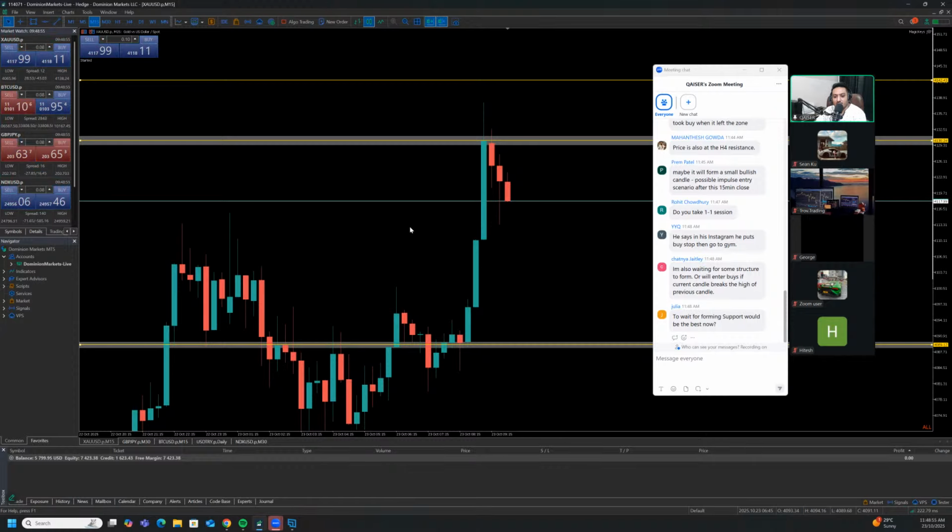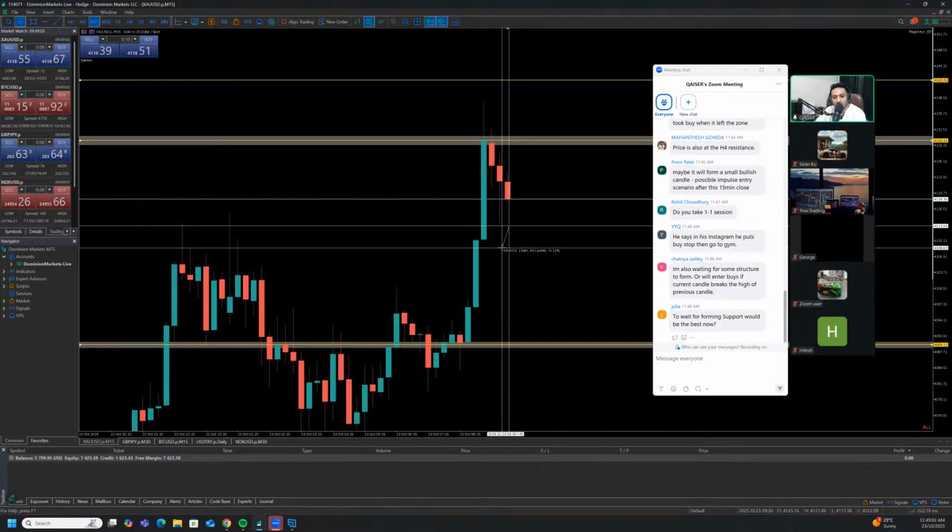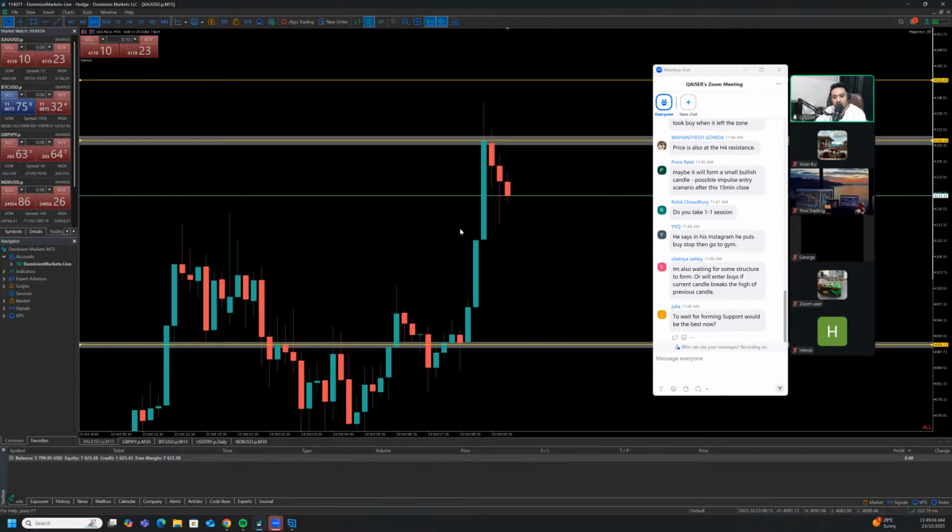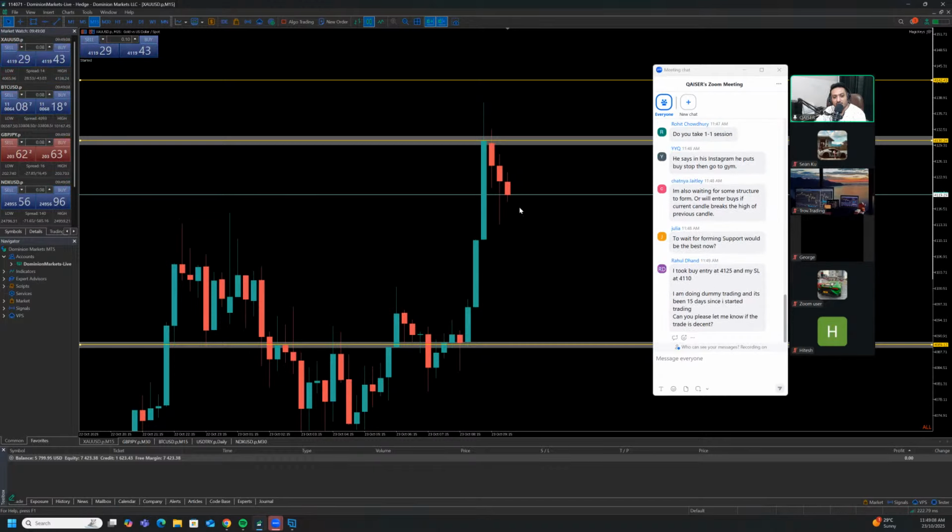To wait for forming support would be the best now. Yeah, exactly. You know what? Even if this candle broke this low, it could continue pushing downside, but I will wait for the candle to be closed, to be honest. If I wanted to take a sell, I would like to see some kind of counter trade setup actually. That makes sense for me.